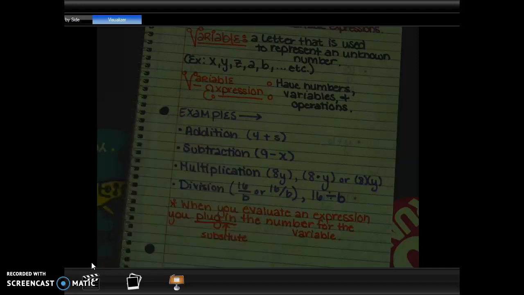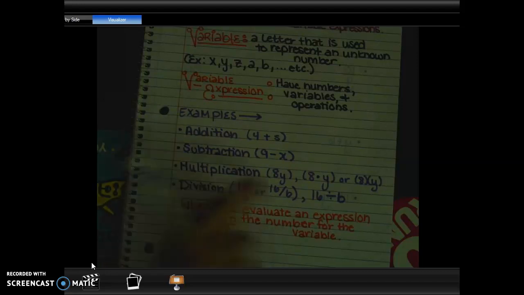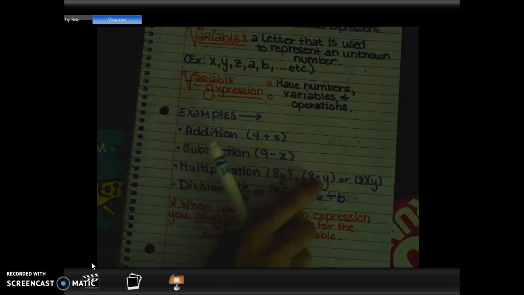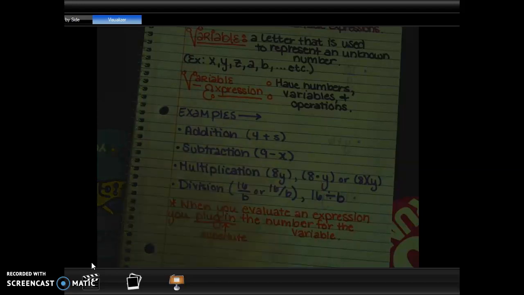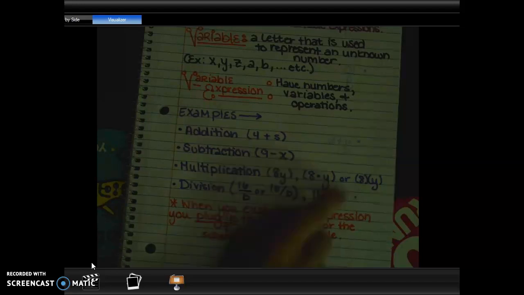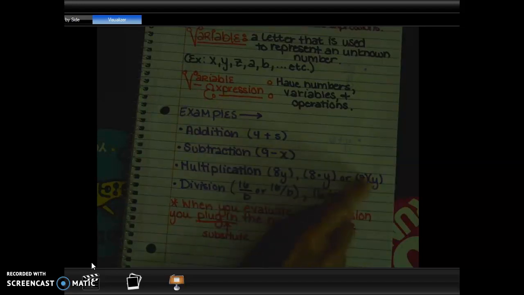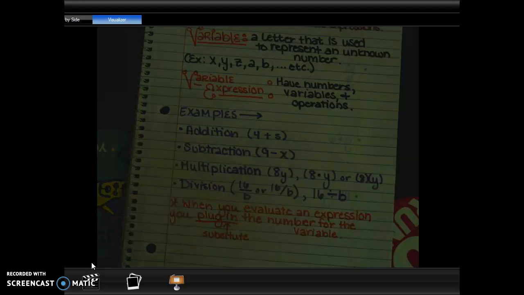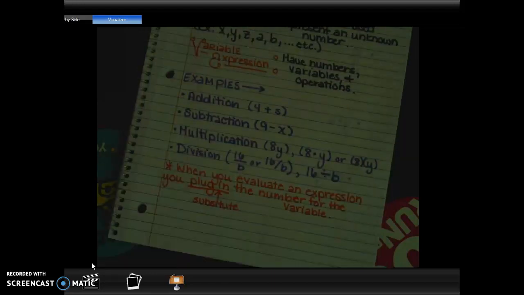Now, multiplication can be written three ways. It can be written with a number right next to a variable, like this one, 8y. It can be written with a dot, like 8·y. That dot also means to multiply. Or they could both be written in parentheses, like this right here. This also means multiplication.